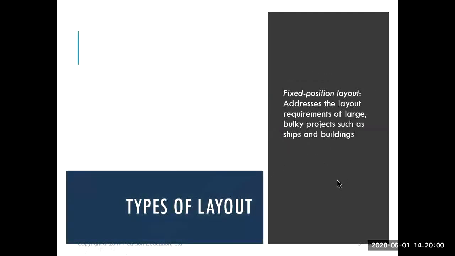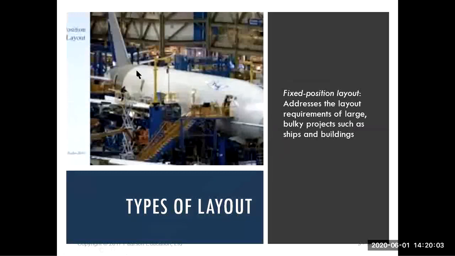Next is a fixed position layout. This is an example of a fixed position layout. Usually for bulky projects, when you want to build ships or a building, the product is large and bulky, so you have to use the fixed position layout. You cannot move the product. All the materials, suppliers, everything have to go to the product. So that is a fixed position layout.